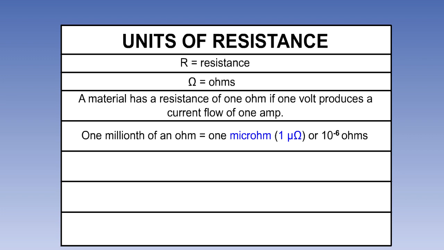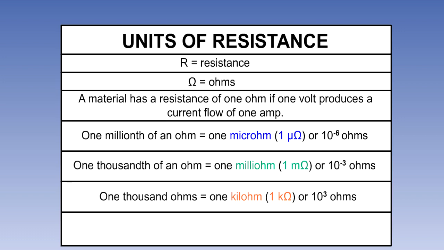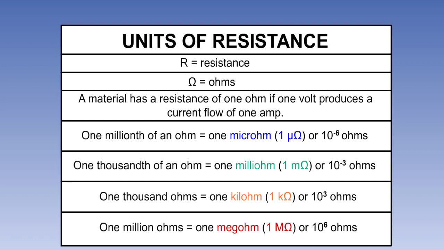1/millionth of an ohm is expressed as 1 microhm. 1,000th of an ohm as 1 milliohm. 1,000 ohms is expressed as 1 kiloohm, and 1 million ohms as 1 megohm. The symbols used for these values are being displayed on the screen.